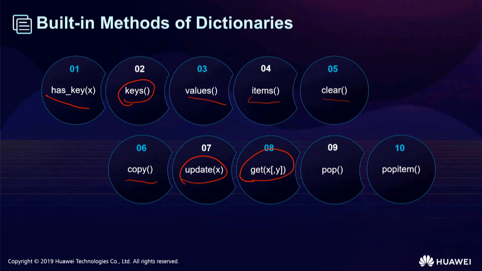It returns None if the key X is not found, and will return Y if Y is provided as the default. Use pop to delete the value of a given key in a dictionary. It returns the deleted value or the default value. We can also use popitem to return and delete a key and value pair in a dictionary randomly.